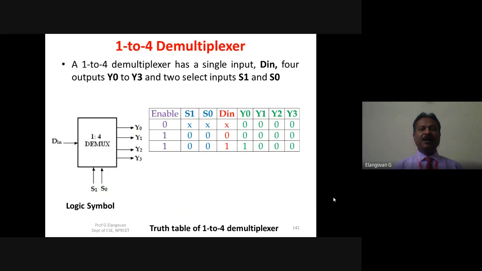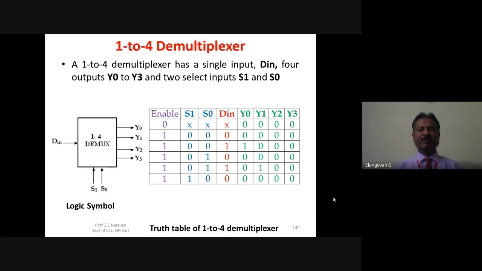If the select signals are 0, 1, Y1 is going to receive the output. That is, if both S0 and S1 are 0, 0 and D in is 0, Y0 receives 0. If D in is 1, Y0 receives 1. Similarly, if the select signals are 0, 1, what is given in D in appears at Y1. If it is 0, it gets 0. If it is 1, Y1 gets 1.